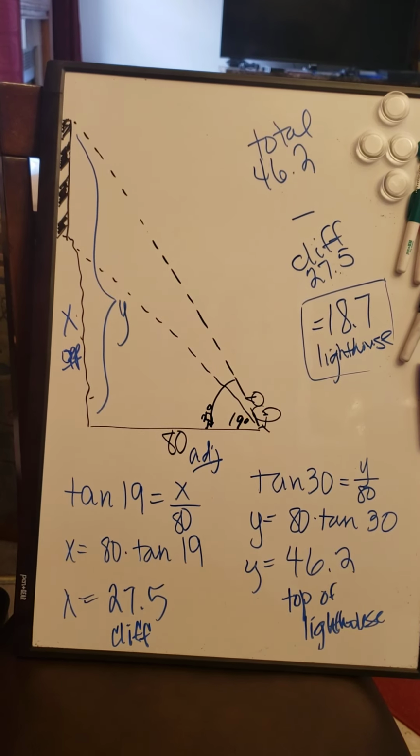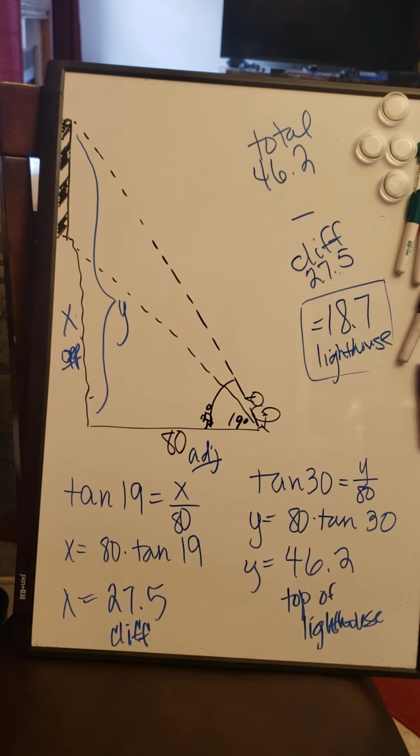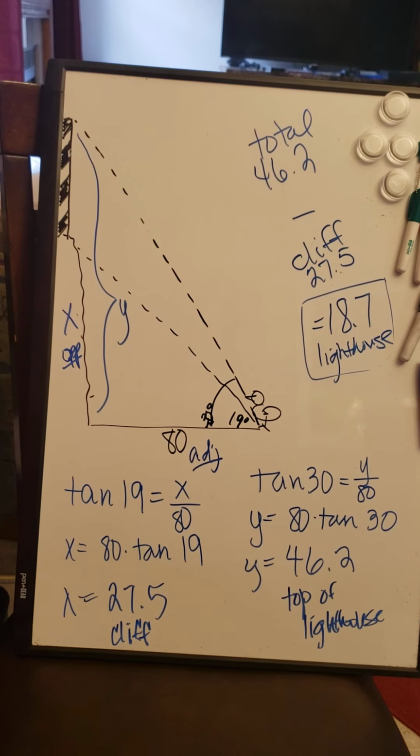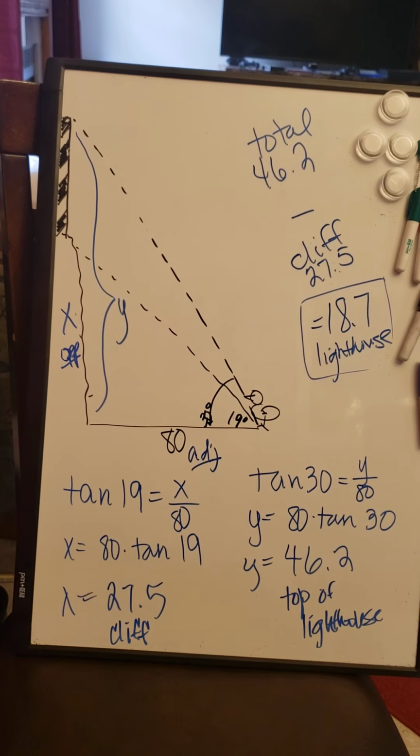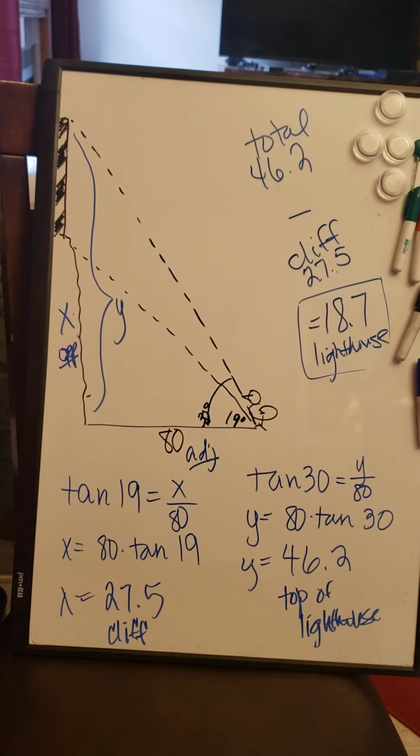So if we want to figure out the height of the lighthouse, we're going to do the total height, which is 46.2, and then we're going to subtract the height of the cliff off of that, and what is left is the lighthouse, and that's 18.7, which is your final answer.